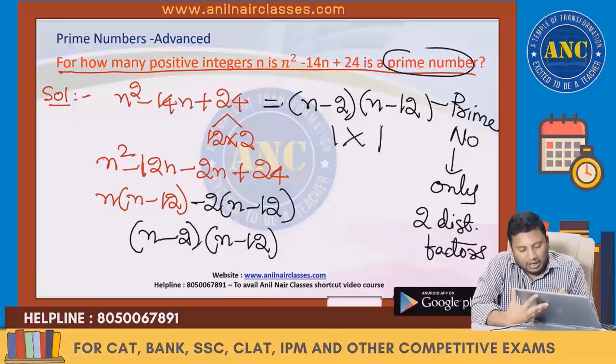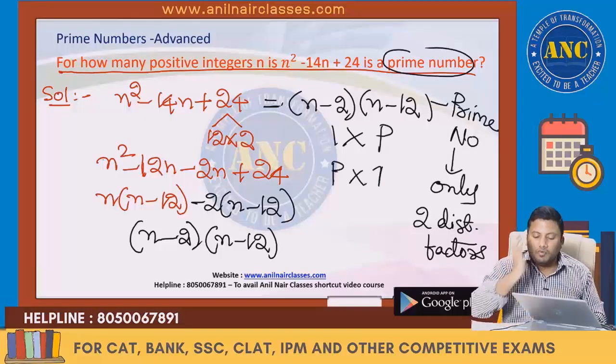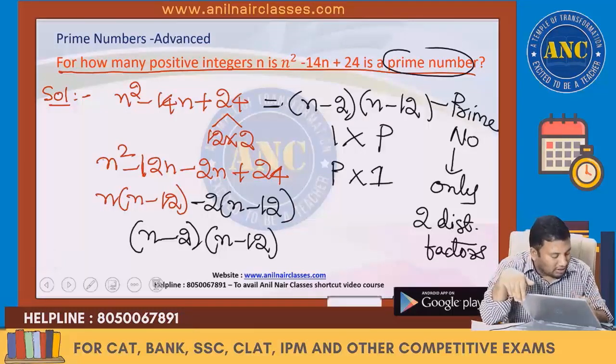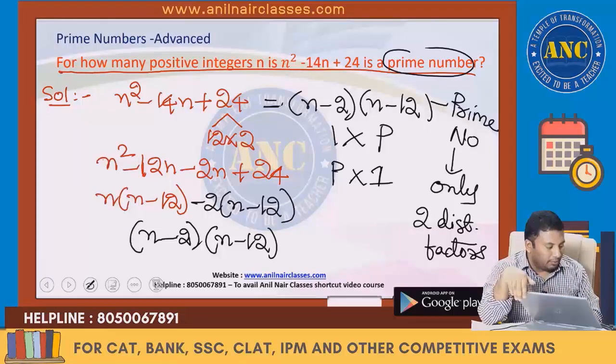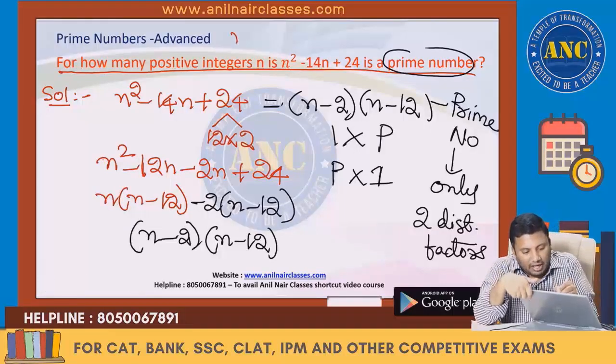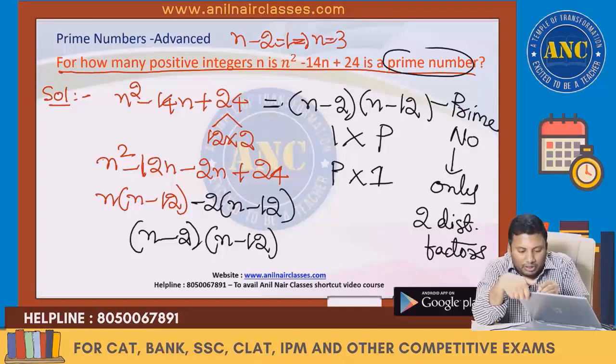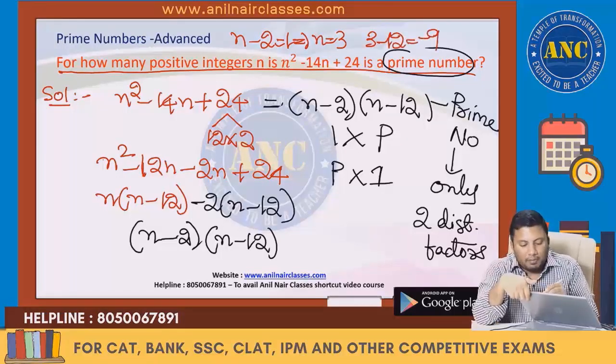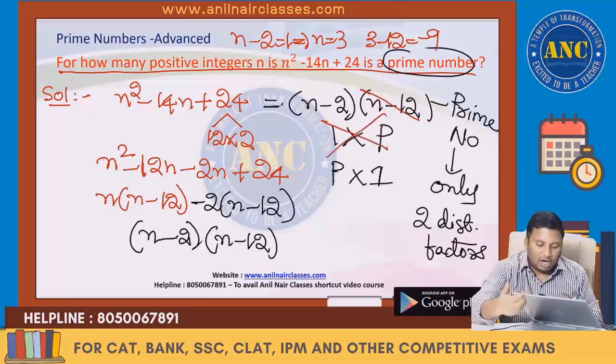1 and the prime number. I hope it is clear. Now see here. If n minus 2 is 1, n value will be 3. But if I put it in 3 minus 12, which is minus 9, minus 9 is not a prime number. This case is not possible.